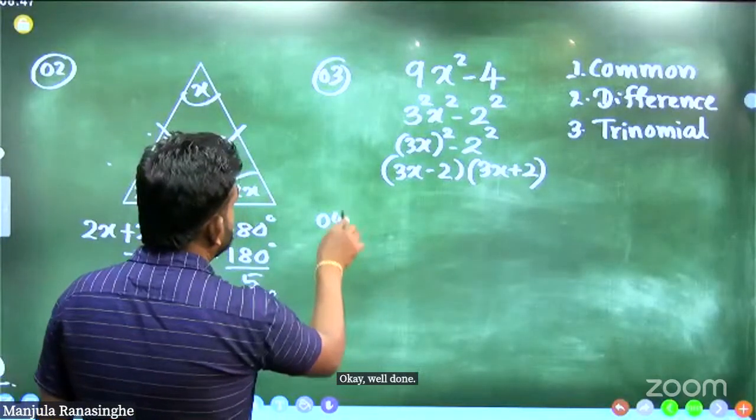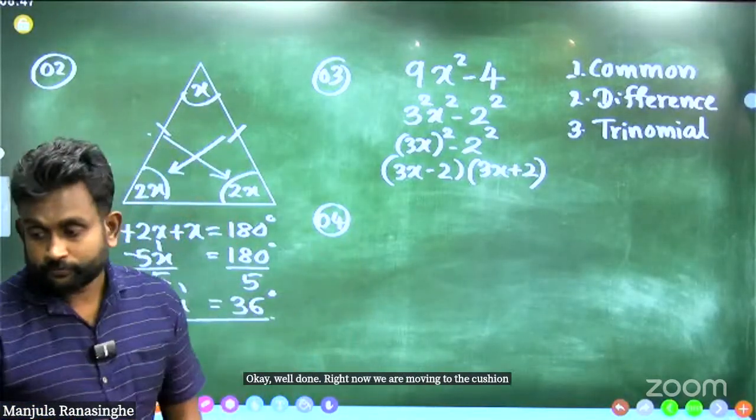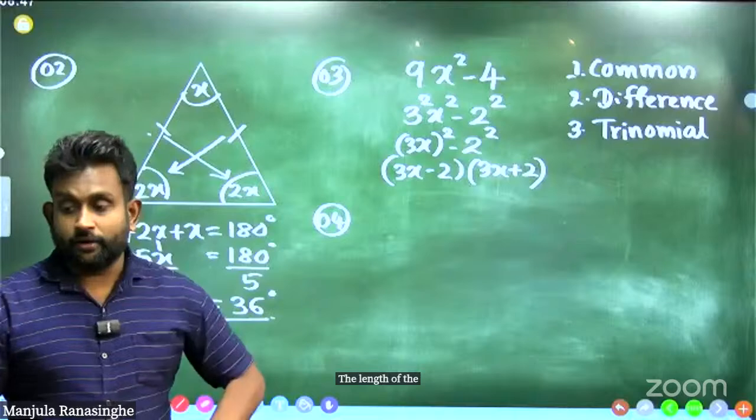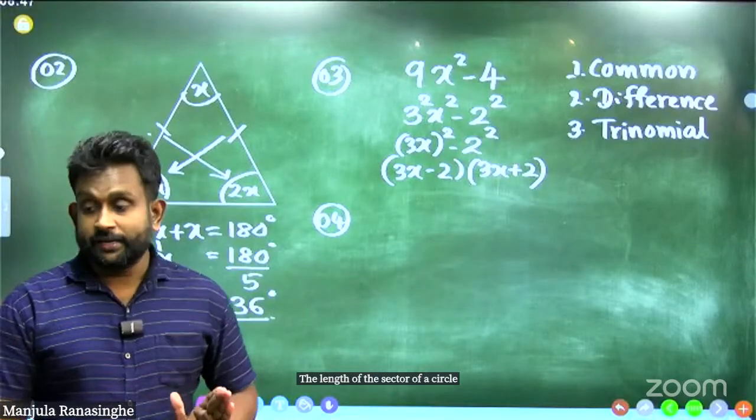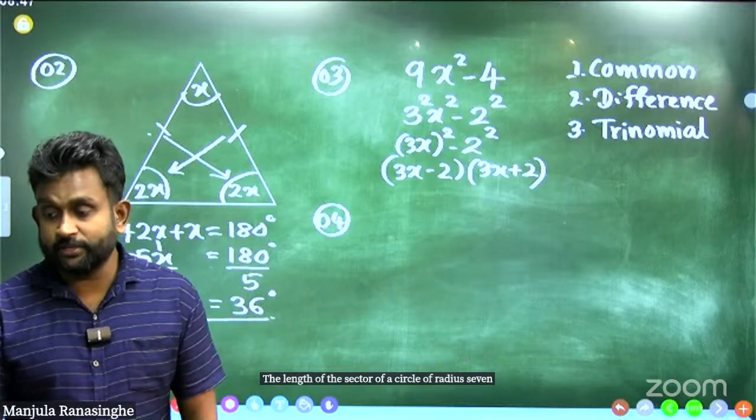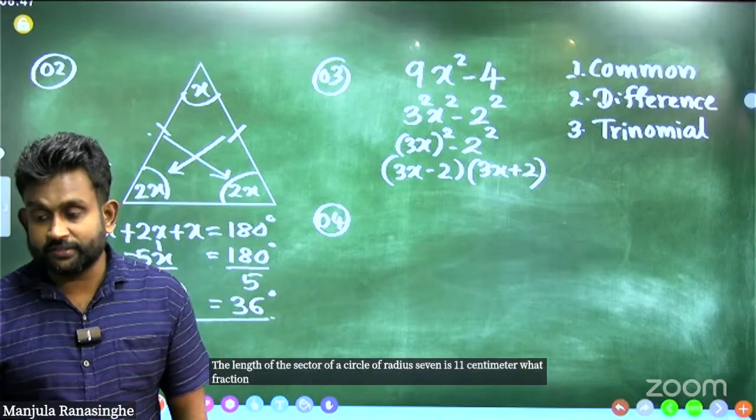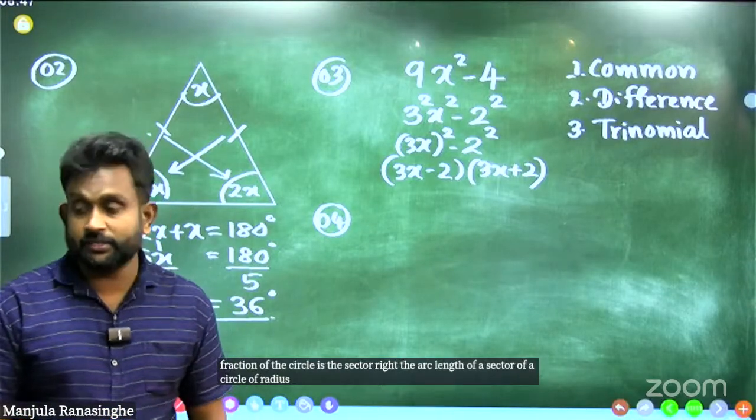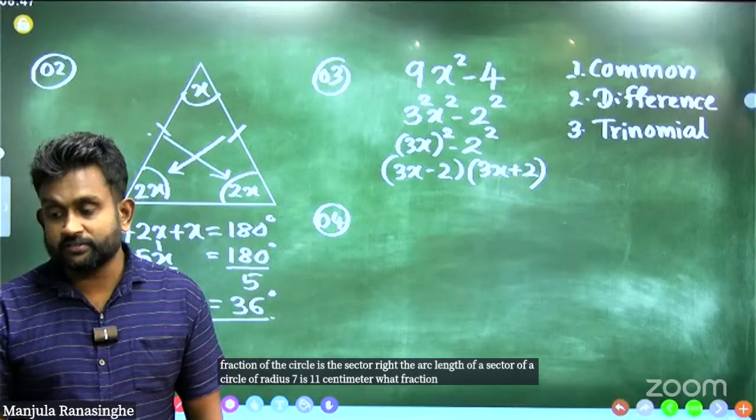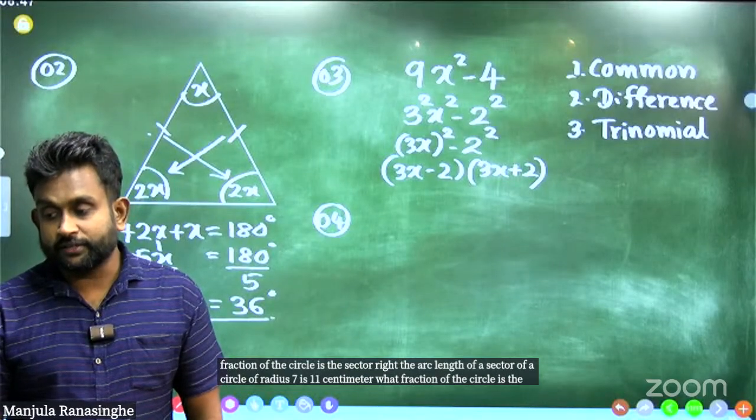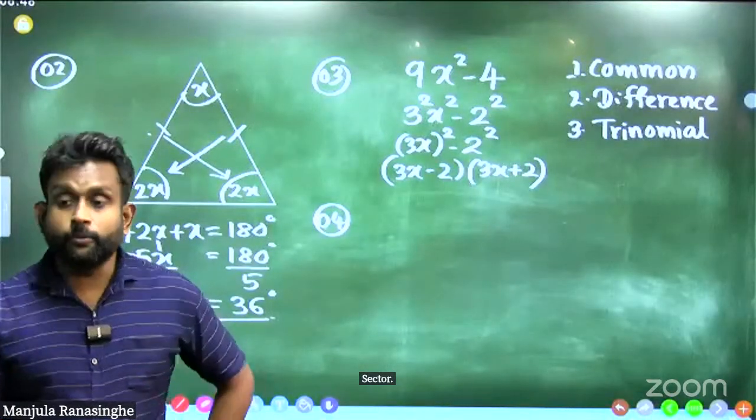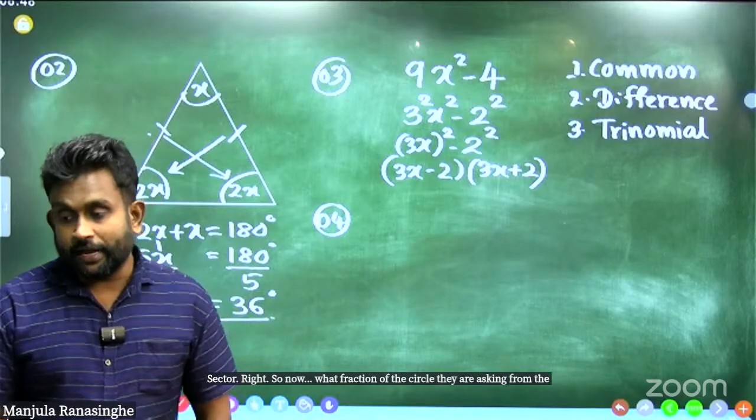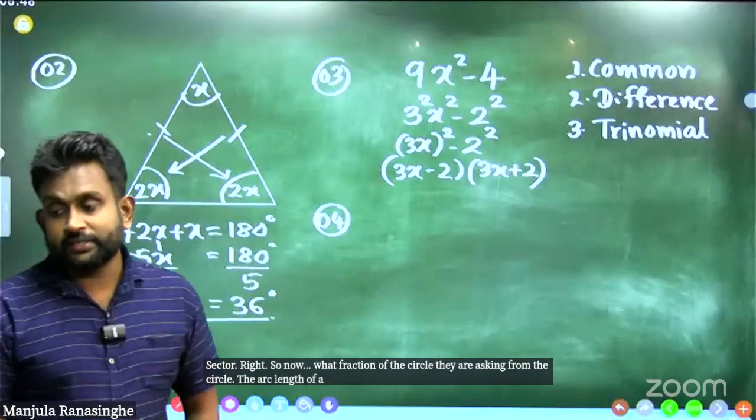Right. Now we are moving to question number 4. Question number 4 says the arc length of a sector of a circle of radius 7 is 11 centimeters. What fraction of the circle is the sector? Right. So now, what fraction of the circle are they asking from the circle? The arc length of a sector of the circle of radius 7.